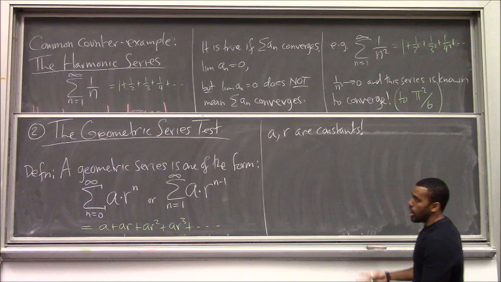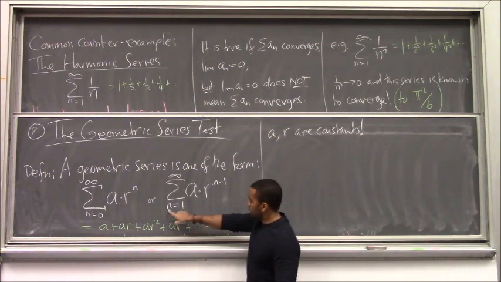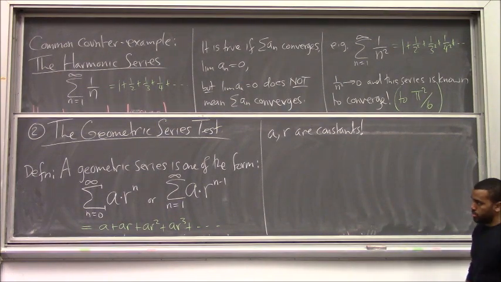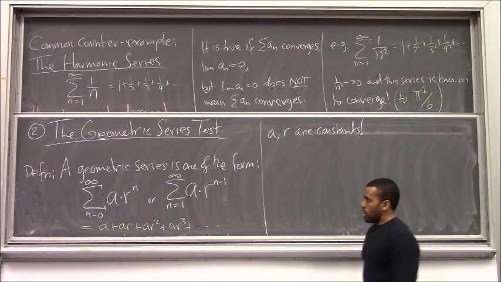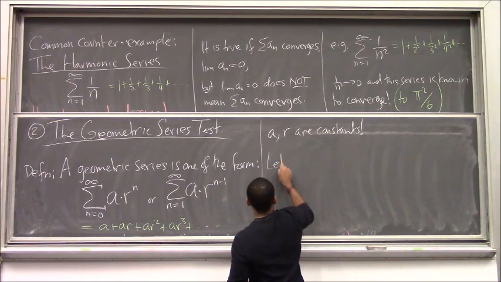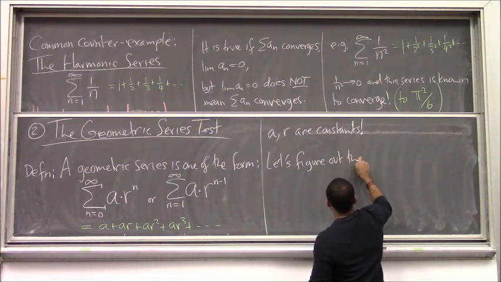Okay? So they do not involve n's. Right? So when it comes to the series, the variable is the n term. So a and r are just numbers. They're real numbers. Let's figure out the convergence of this.